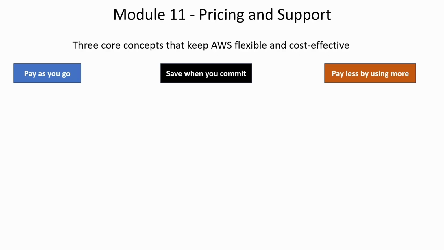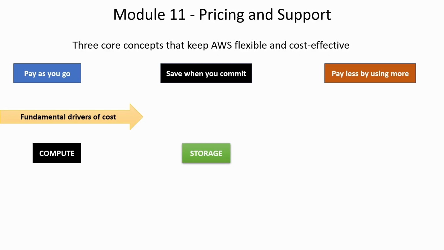Now, what actually shows up on the invoice? While every service is different, there are three fundamental drivers of cost. Those are compute, storage, and outbound data transfer. The exact price will shift depending on the service type, your specific configurations, and the AWS region you choose.